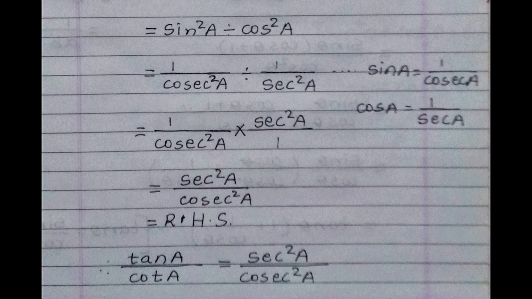Again, I write sin square A divided by cos square A. So, reciprocal of sin, reciprocal of cos. So, 1 upon cosec square A divided by 1 upon sec square A. Now, division converts into multiplication, so instead of 1 upon sec square A, you can write sec square A upon 1. So, you get sec square A upon cosec square A, which is RHS. So, tan A upon cot A is equal to sec square A upon cosec square A.